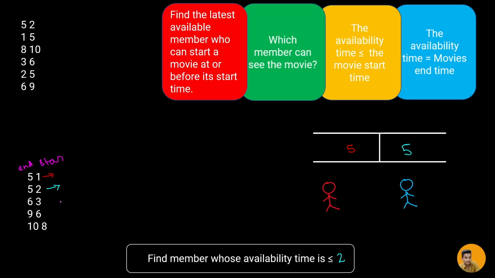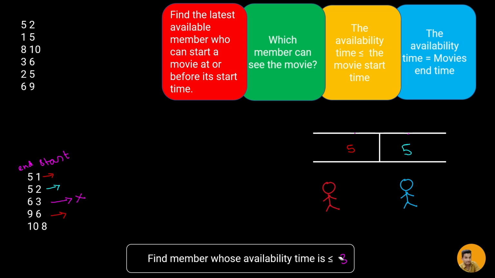Now we'll pick 6 comma 3. Again I'm going to ask a question. Find the member whose availability time is less than the start time of the movie, which is 3. Less than means any member who is finishing before 3, like at 2 or 1. Is there one? No. So we can't, so we are going to skip this one.